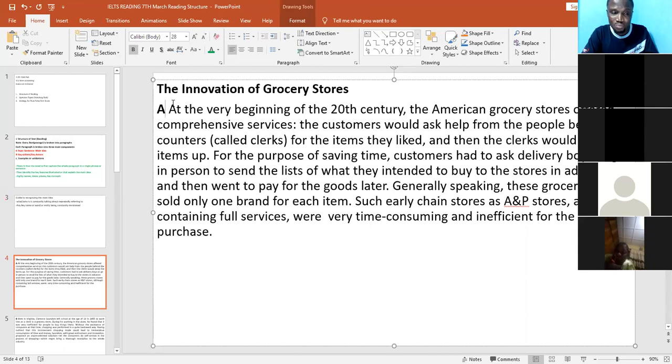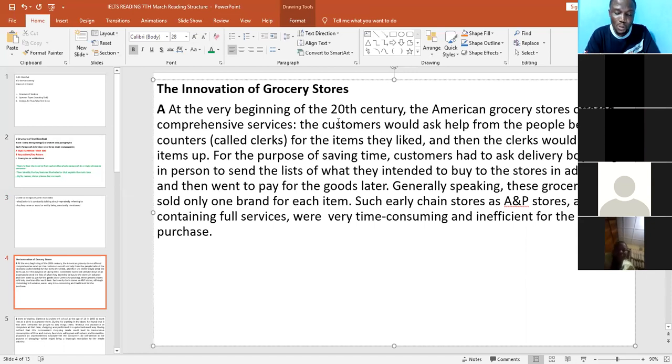American grocery store services. Let's go ahead. And when you see a colon, for those who have done some writing with me, it means the person wants to list or explain what has been said before. So the customer will ask help from people behind the counter. He's trying to describe the comprehensive service. Okay, call the clerk for item they like, and then the clerk will wrap the item up.